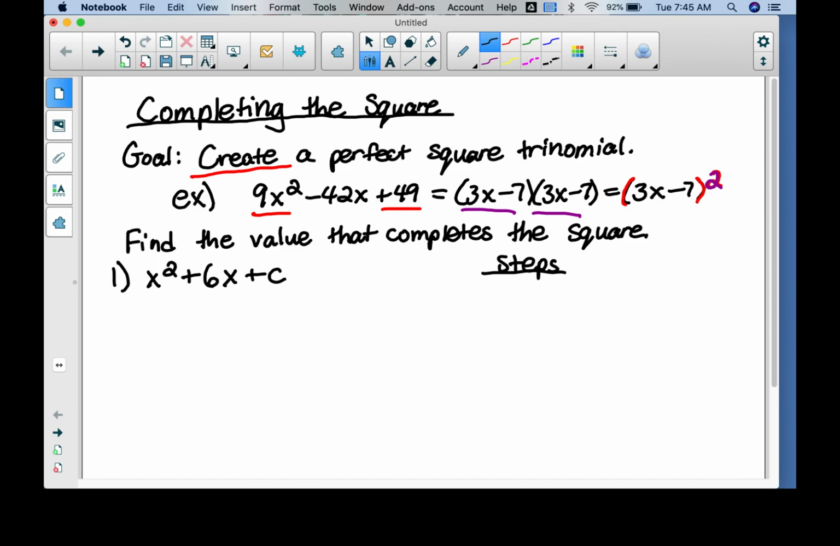So the first thing we'll take a look at is finding the value that completes the square, and how do we do that? This is the end part of our process for completing the square. So our steps are going to be: divide b by 2. And b is our middle number here. Remember, it's ax squared plus bx plus c.